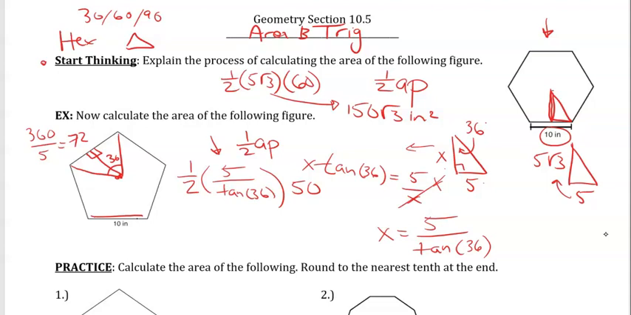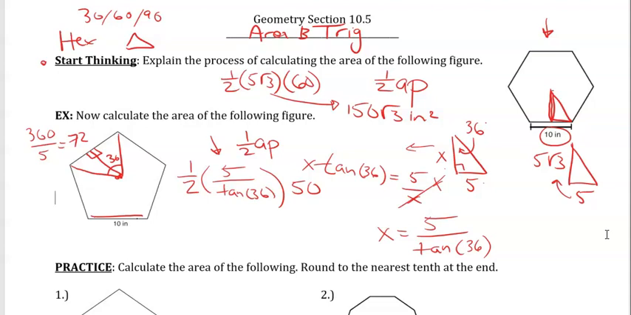So everybody is going to grab their calculator. You're going to say 5 divided by tangent of 36, enter. Make sure you get 6.88. If you get anything else, tell me, and that means your calculator is in radian mode. But remember, we're not rounding that. 5 divided by tan of 36 is 6.8819, blah, blah, blah. We're going to leave it in our calculator. Now just say times 50.